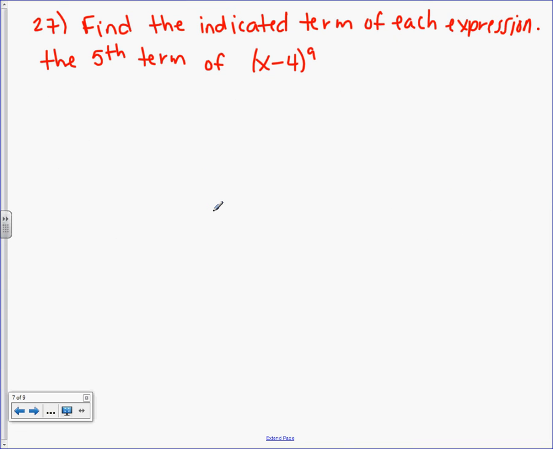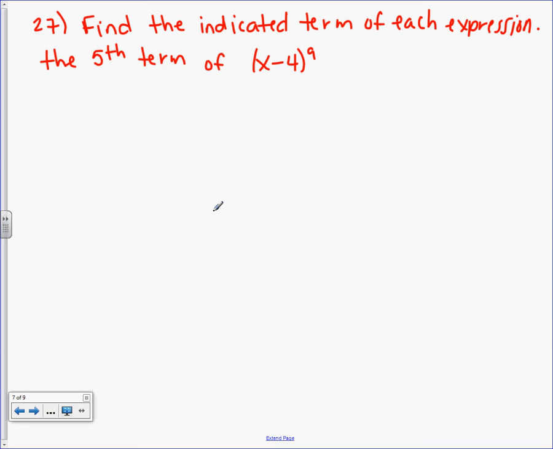But it could ask you for the 100th term of something. I don't want to do that, right? So instead, I'm going to show you the formula for finding the whatever term without doing the expansion that we just did. Can you do the expansion if you want to and just circle the 5th term? For sure, that's fine, but it's not as fast, okay?